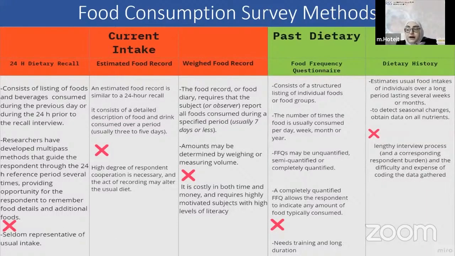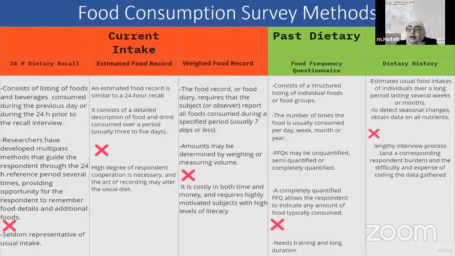According to the FAO and WHO, there are main individual-based methods for food consumption surveys grouped under current dietary intake and past dietary intake. We know the 24-hour dietary recall, the estimated food record, the weighed food record, and the past dietary intake methods, food frequency questionnaire or diet history. To start with the 24-hour dietary recall, it consists of listing food consumed during the previous day or during the 24 hours prior to the recall interview. And these surveys generally collect information not only about the type and amount of food consumed, but also the source of the food and the time of day when and where the foods were consumed.